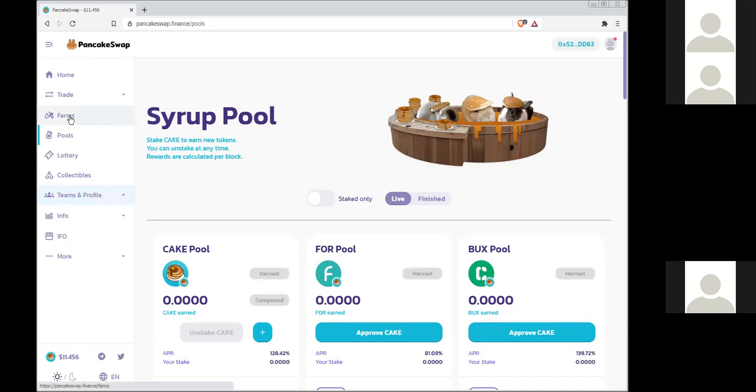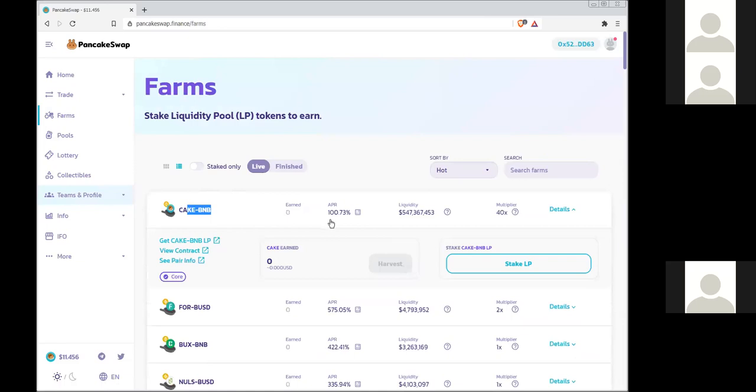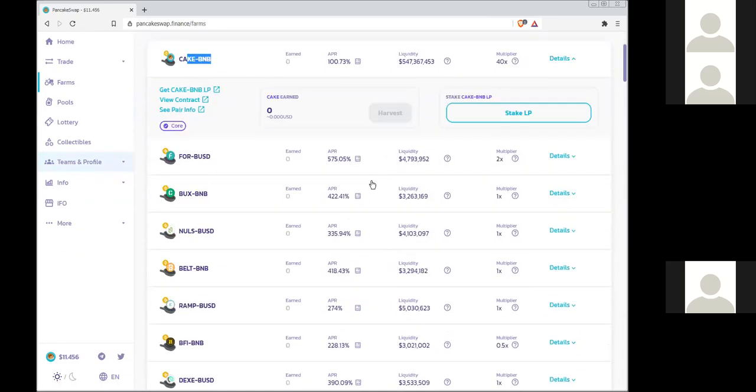Then the other option they have is what they call farms. This is where you're working with two coins. This is the silver and gold example, where you're involved in that exchange. Like this first one is the exchange between the Cake token and the Binance token. They're paying a 100% interest rate on that. Here's one for, and I don't know what this FOR coin is, and then Binance's stable coin, BUSD. Here they're paying 575% on that.